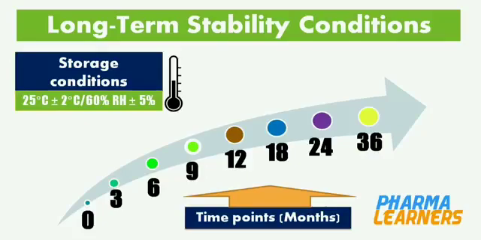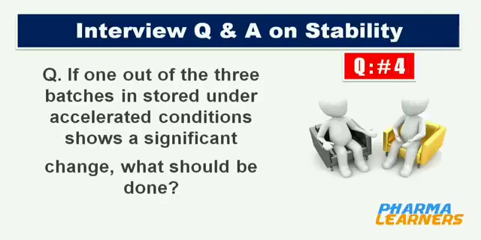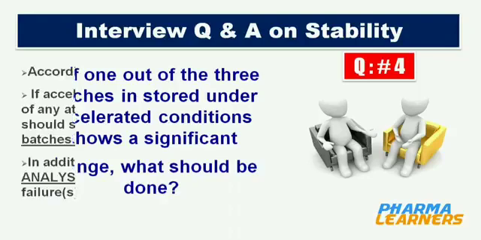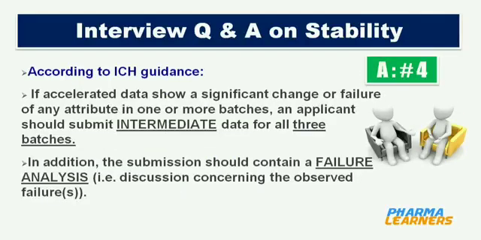Now move on to next question. If 1 out of the 3 batches stored under accelerated conditions shows a significant change, what should be done? According to ICH guidance, if accelerated data show a significant change or failure of any attribute in 1 or more batches, an applicant should submit intermediate data for all 3 batches. In addition, the submission should contain a failure analysis, that is, a discussion concerning the observed failures.